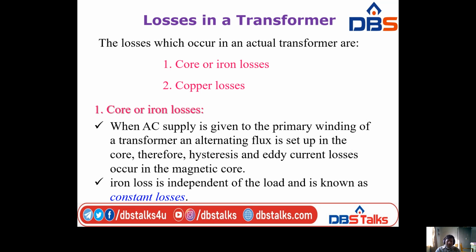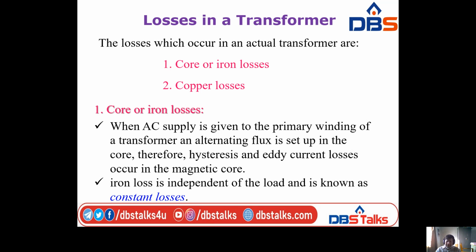First of all, let's go for the iron or core losses, also called constant losses. Whenever an AC supply is given to the primary winding of a transformer, the primary current is alternating, and flowing through the number of turns it develops the MMF, the magnetomotive force. Because of that magnetomotive force, an alternating flux is set up in the core. Due to that alternating flux, hysteresis and eddy current losses occur in the magnetic core. That means iron losses occur in the magnetic core itself.